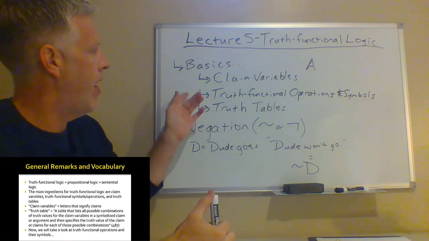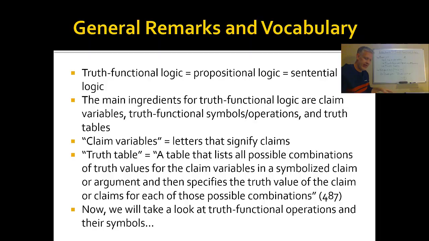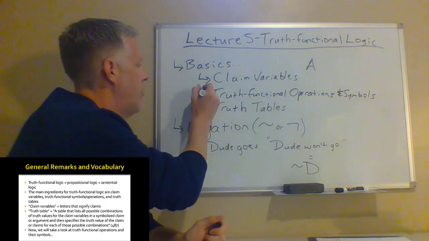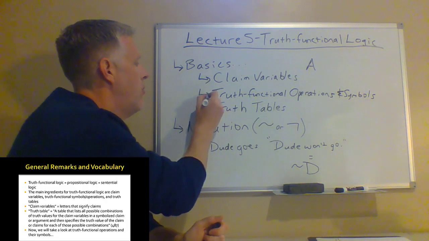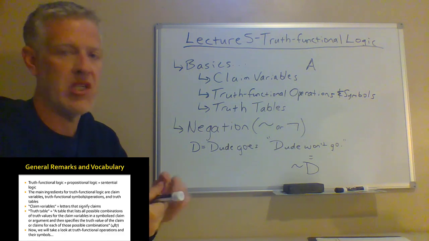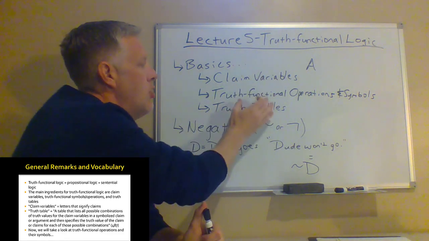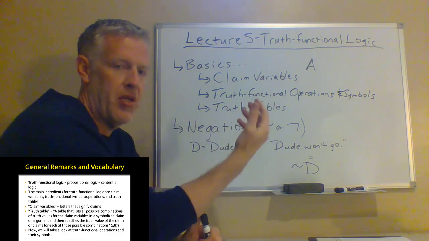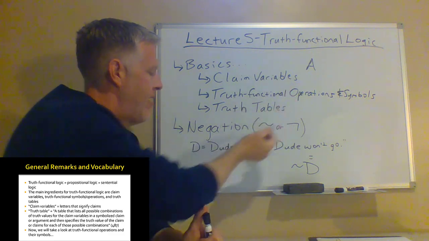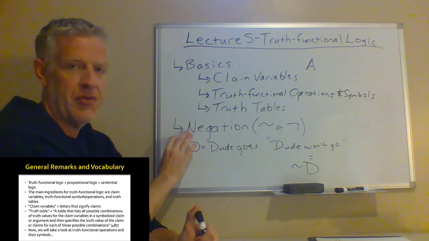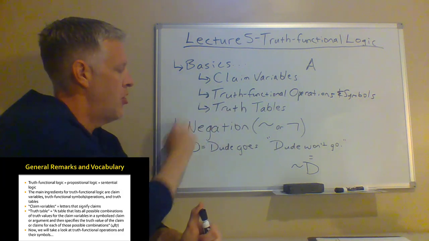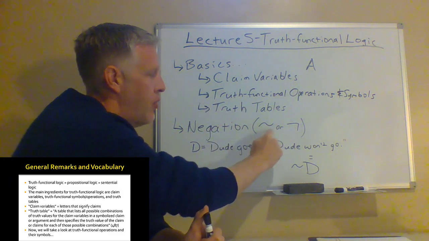Let's talk a little bit more about these main ingredients. This is slide 2 of the lecture notes. I mentioned what we're talking about in general: truth functional logic, propositional logic, or sentential logic. So what are the main ingredients? I would say they come down to three basic elements: claim variables, truth functional operations, and their corresponding symbols. Negation is our first example of a truth functional operation and its corresponding symbol, how we're going to symbolize it.